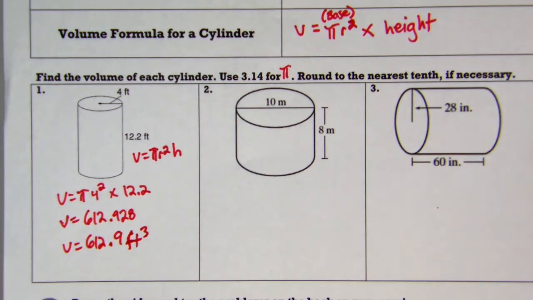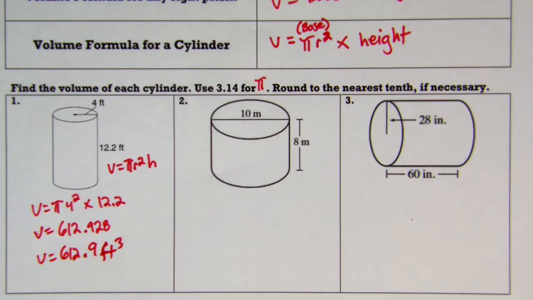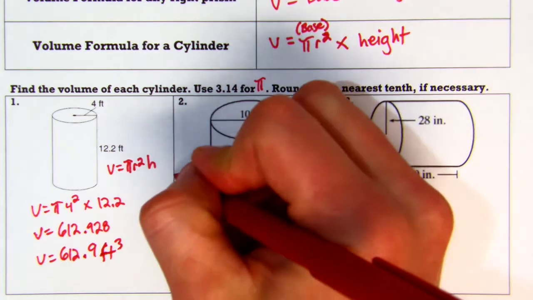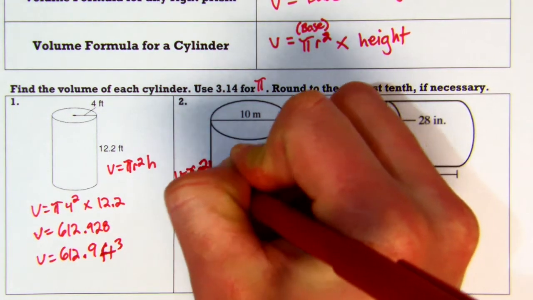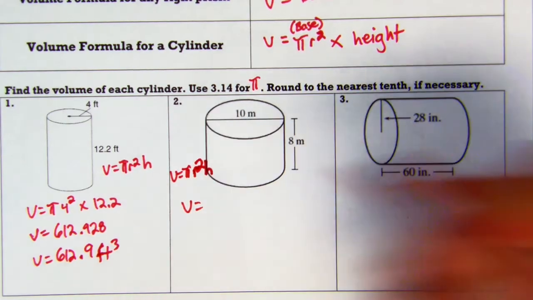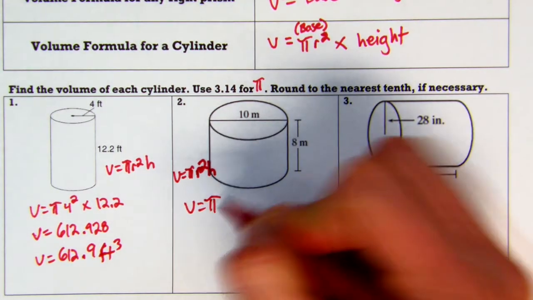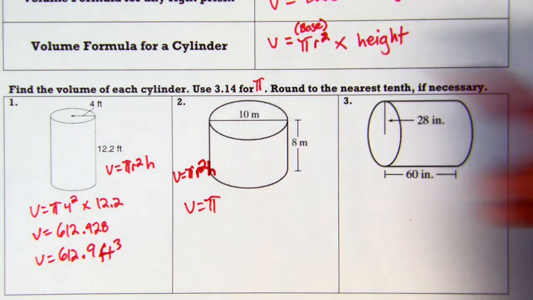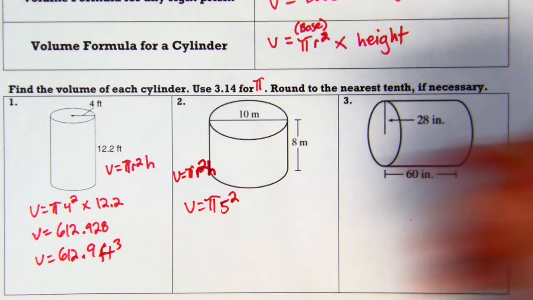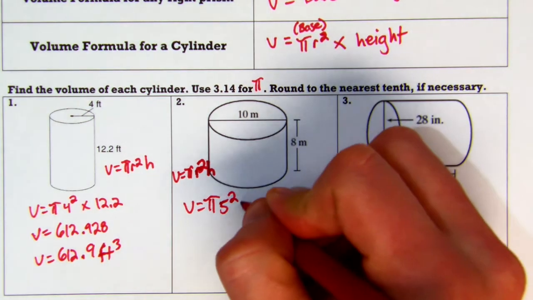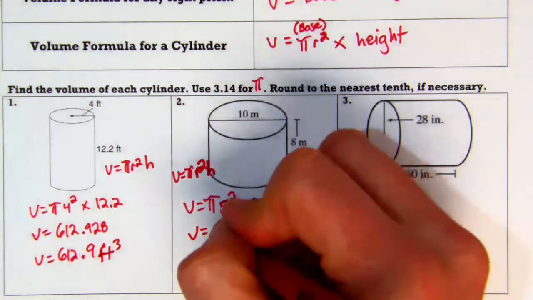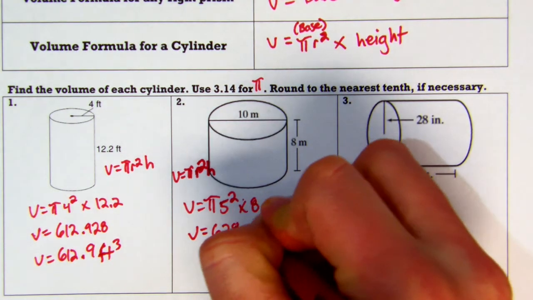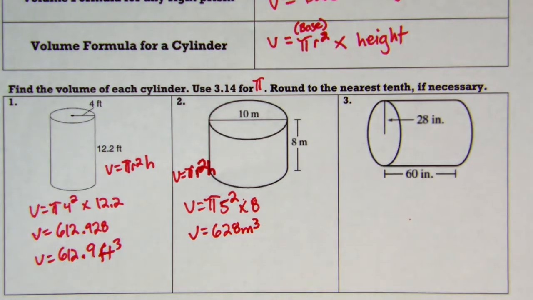Alright, let's look at number 2. Again, I'm going to rewrite my equation: volume is equal to pi r squared times height. So volume is equal to pi, and we have 10 meters, it looks like, as our diameter, so we need to make sure our radius is 5. It's half of that, squared, times our height of 8. I should get a volume of 628 meters cubed.